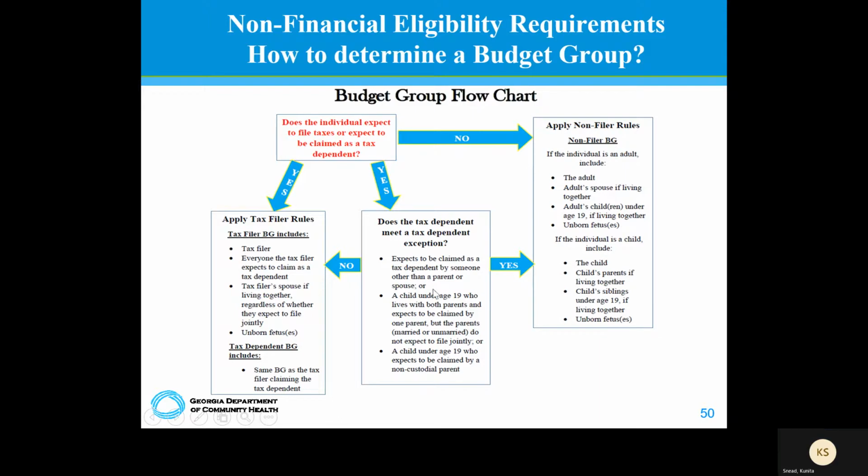So this right here is really good for you to keep. You do have a bigger copy of this because it allows you to make sure that this is the question that you stick to, that you ask this, and based off of that, that would tell you whether you need to apply tax filer rules or non-tax filer rules. And these are the only people that should be included in the budget group and listed on that application.